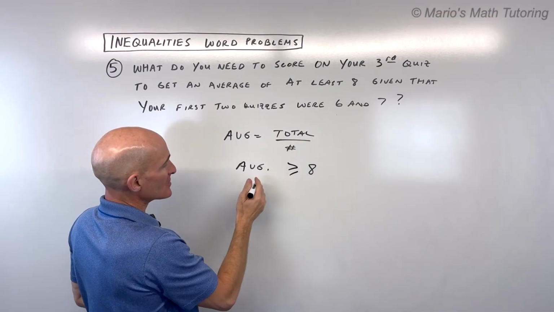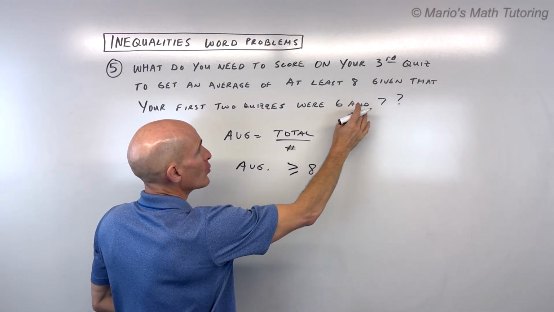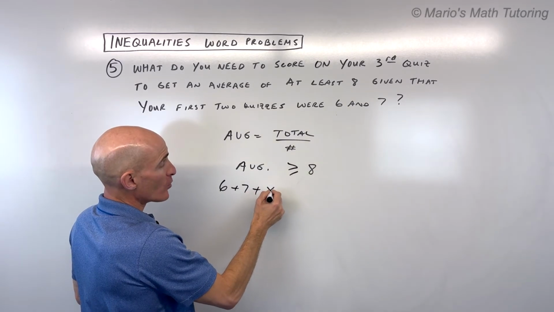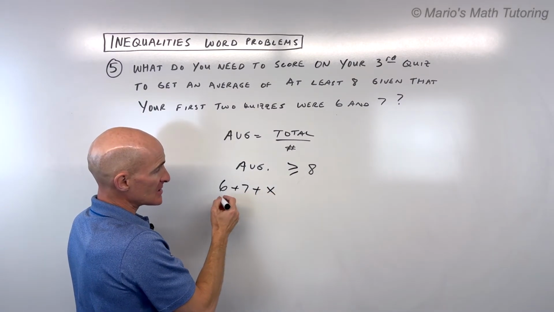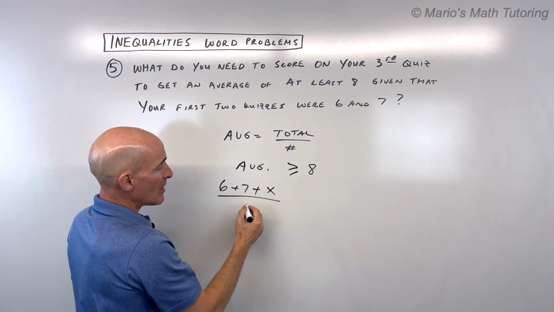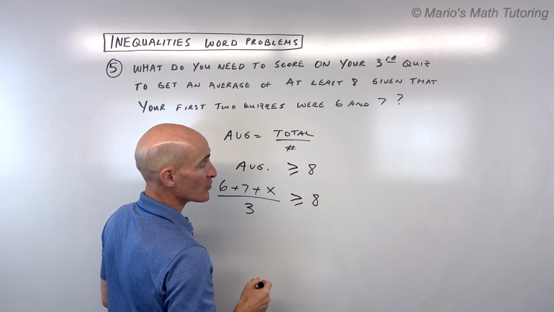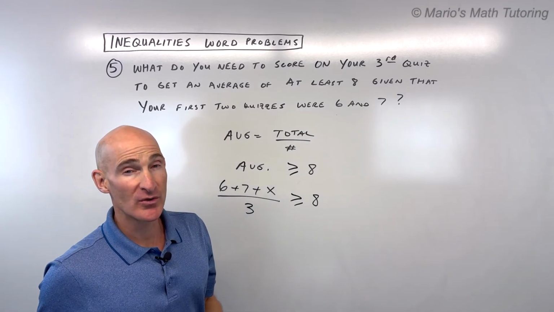Again, what's the average? It's the total, which our total is 6 plus 7 plus what we're going to get on our third quiz. We'll call that x since we don't know, divided by the number of quizzes, which is 3 quizzes. That quantity has to be greater than or equal to 8. Okay, so now we've got everything we need.